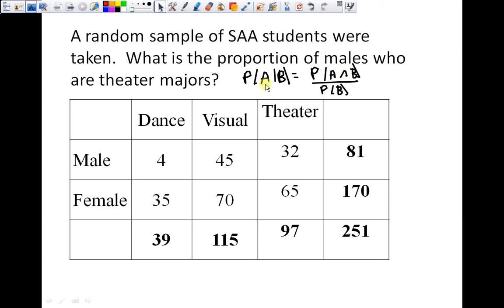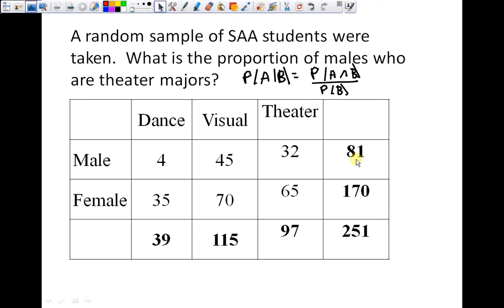So what this says is the probability of A given B. So the proportion of males who are theater majors. Now what we're talking about is the proportion of being a theater major given that you're a male. So B is actually given that we're a male. So notice that we're dividing by the probability of B, which is males. We're forced to that category.